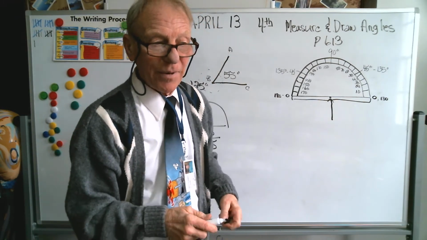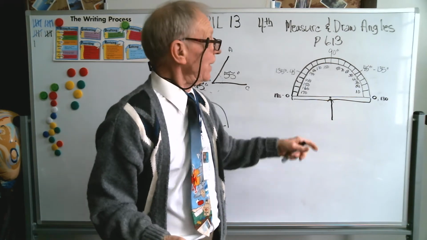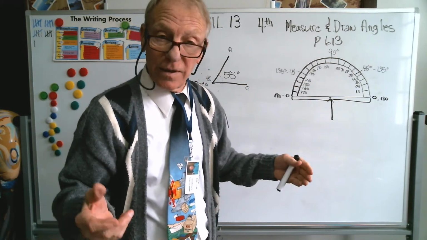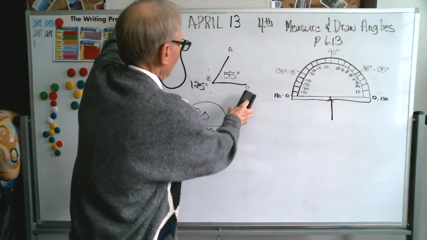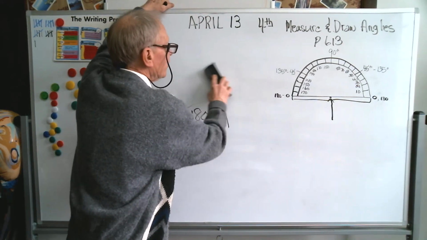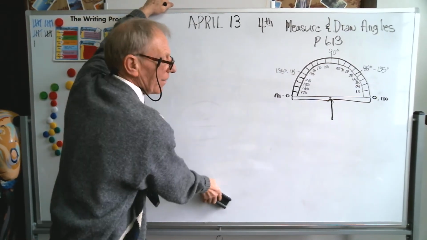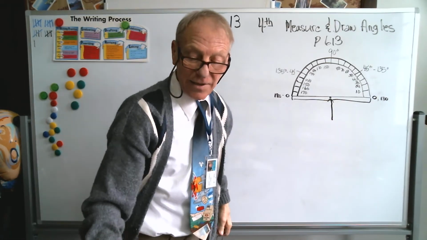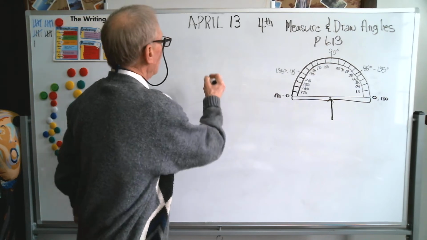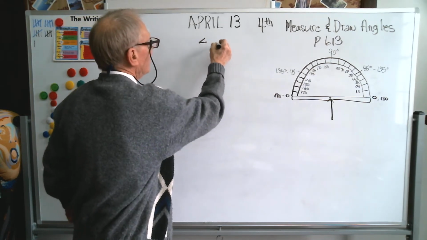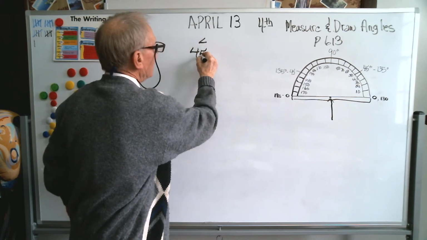You just got to remember that half a circle is 180 degrees, which is what is measured on the protractor. Now, that's how you determine what the angle is. What if I said to you, I want you to draw an angle that is 45 degrees.